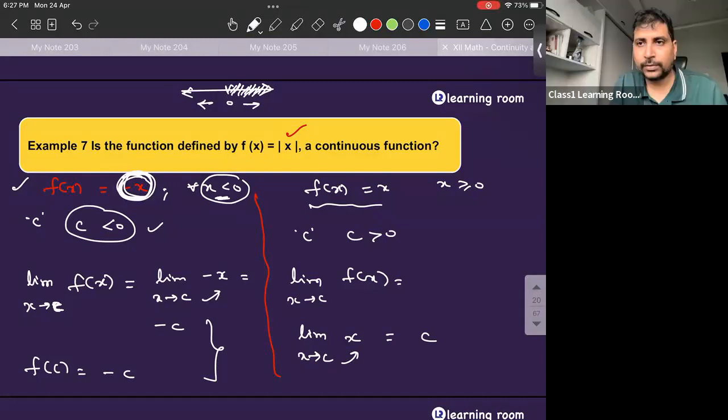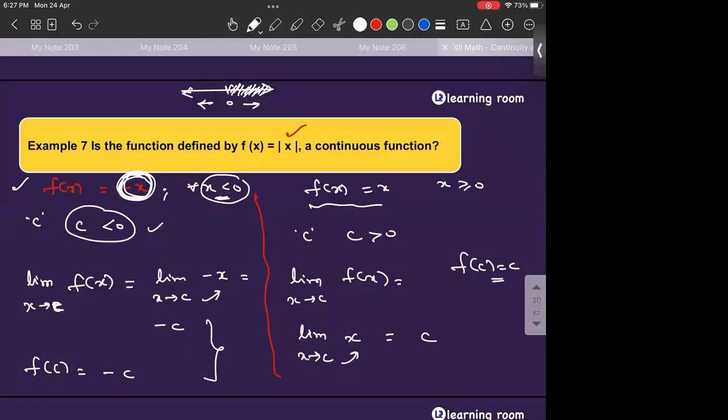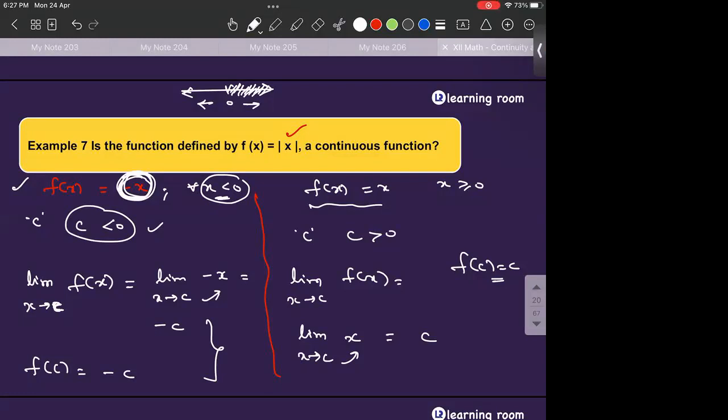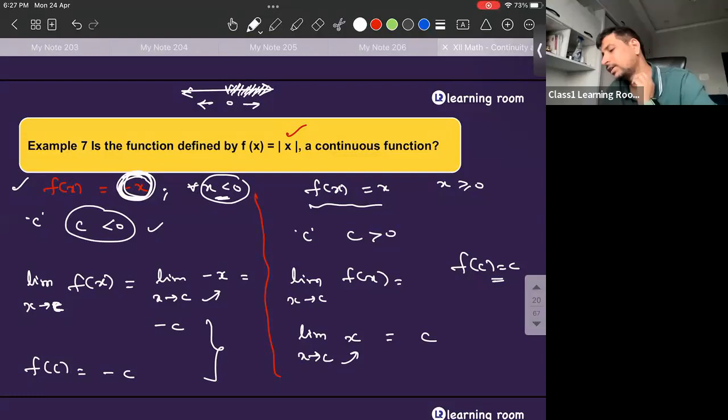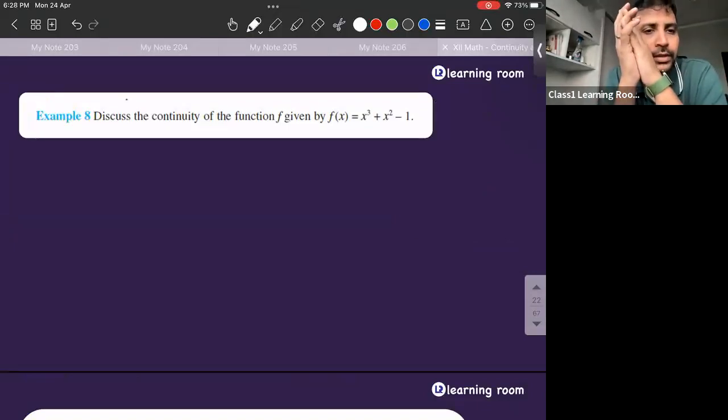So what is the function value now? f of c is also going to be equal to c. Hence, what can we say? The function is continuous. Very good. Now it's clear, you could understand, right? This is what you need to do for every problem. You need not break your head. All you need to do is just take that c, substitute and get c.